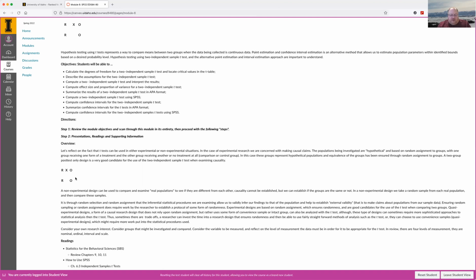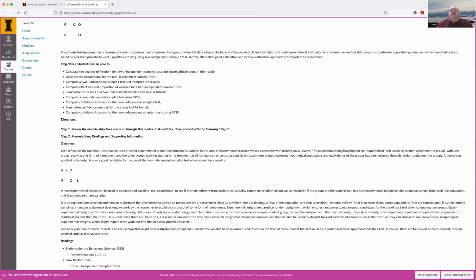A researcher can invest the time into a research design that ensures randomness and then be able to use fairly straightforward methods of analysis, such as the t-test. Or they can choose to use convenience sampling, quasi-experimental designs, which might require more work put into the statistical procedures. Consider your own research interests. Consider groups that might be investigated and compared. Consider the variable to be measured and reflect on the level of measurement the data must be in order for it to be appropriate for the t-test. In review, there are 4 levels of measurement. They are nominal, ordinal, interval, and scale.